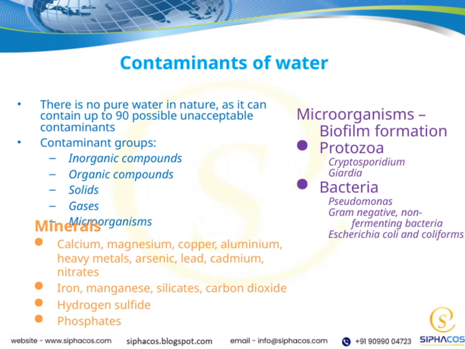It's important to understand that there is no such thing as pure water in nature. Water can contain up to 90 different unacceptable contaminants, making water quality monitoring essential. These contaminants fall into several groups: inorganic compounds, organic compounds, solids, gases, and microorganisms. Each group poses different challenges for water treatment and safety. Recognizing these groups helps us understand the complexity of ensuring safe and clean water for all.